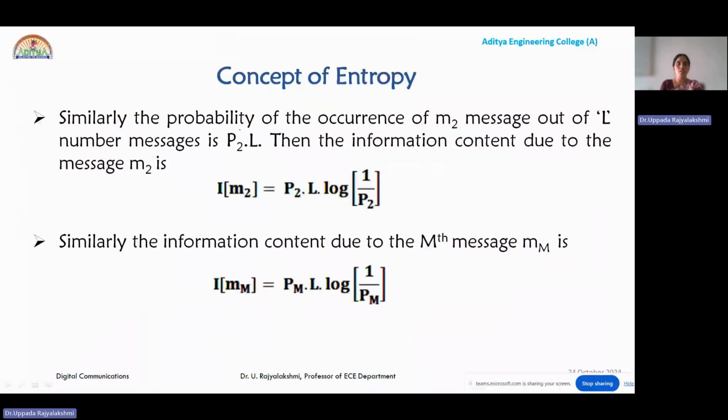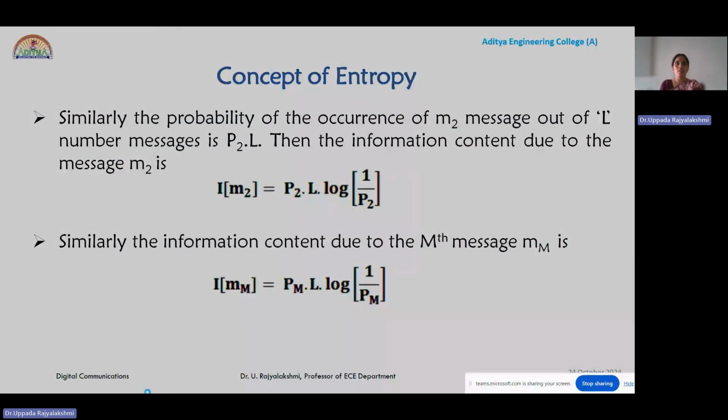Similarly, the number of occurrences of message M2 out of L messages is P2 into L. The actual probability is P2; out of L we are evaluating. Therefore, the information content of M2 out of L messages is I of M2 equal to P2 into L into log 1 by P2. Similarly, if we extend the same to the mth message, I of Mm is equal to Pm into L log 1 by Pm.